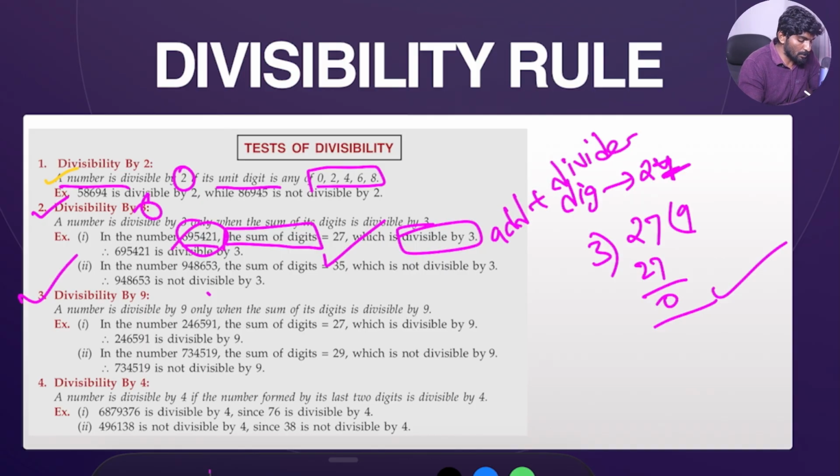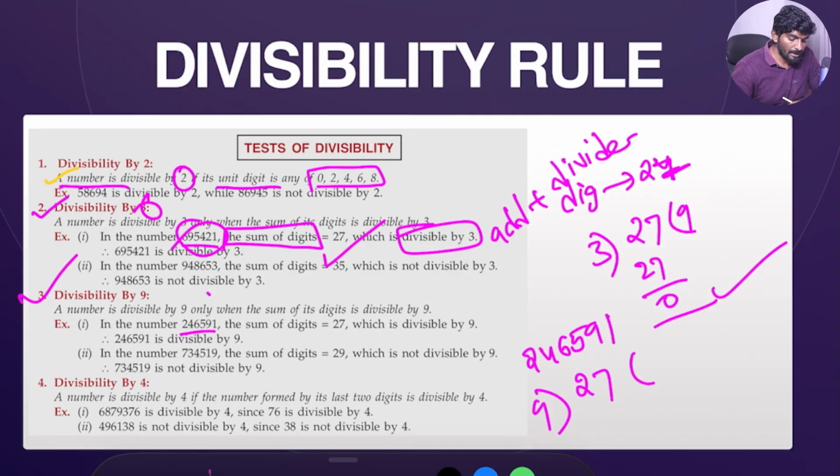What is the divisibility rule of 9? A number is divisible by 9 only when the sum of its digits is divisible by 9. Here he has given 2, 4, 6, 5, 9, 1. Add these and you will get 27. Again you have to divide it by 9. 9 threes are 27. Okay, done. It is divisible by 9.